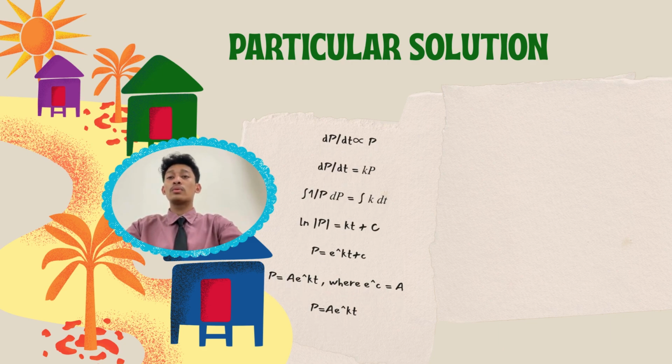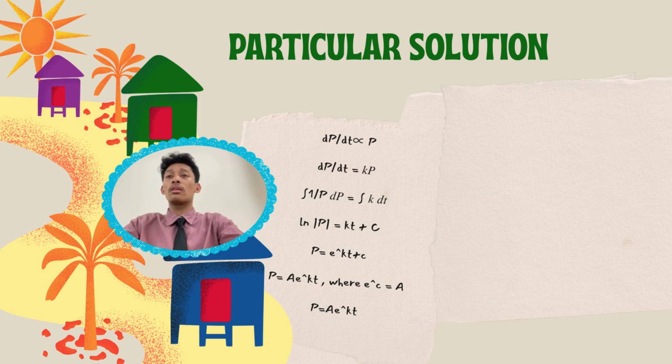So now I want to explain our particular solution. The first thing is we need to write a general equation: dp over dt is proportional to p. Then we put k, which represents a constant in population, so we get dp over dt equals kp. We bring p to the dp and dt up to k. So we integrate both sides and we get the integral of 1 over p dp equals the integral of k dt. Integrating 1 over p, we get ln p. Integrating k dt, we get kt plus c.